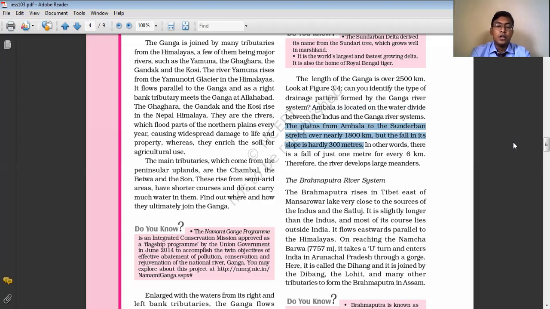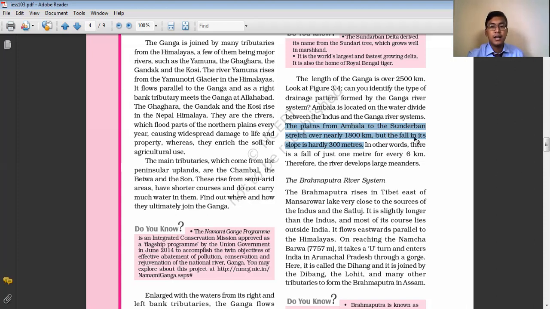Out of this 2,500 kilometer length of the northern plains, 1,800 kilometers is formed by the river Ganga only. That means a major portion of the northern plains has been formed by the river Ganga. And the fall in its slope is hardly 300 meters.